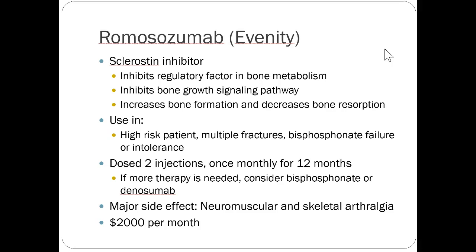Basically, that's it. You kind of give it for a year, and then that's all you really have to do. After that, you could consider more therapy, but they don't actually recommend continuing with this drug, interestingly enough. So they'll say if you want more therapy after you've done your year of Evenity, you go to a bisphosphonate or you try Prolia or denosumab.